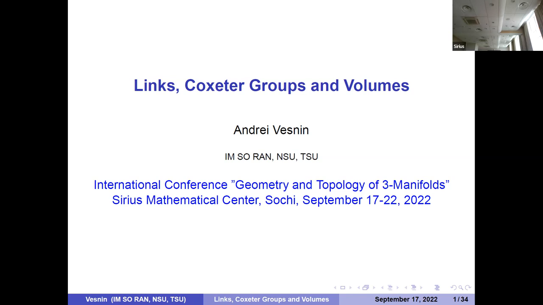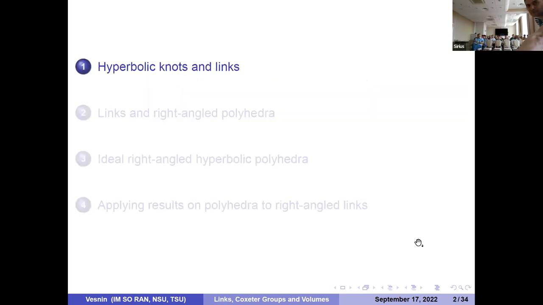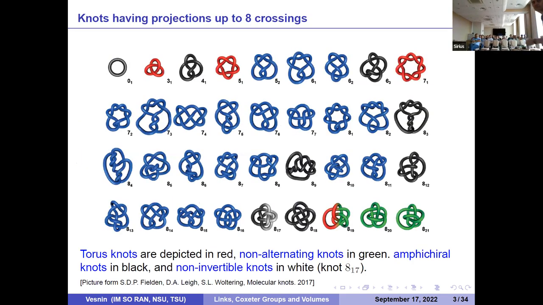Okay. So I would like to tell something about the relation between links, Coxeter groups, and their invariants, the volumes. And I will present some very basic things, some modern results, and also some open conjectures and problems. Let me start with very simple pictures.